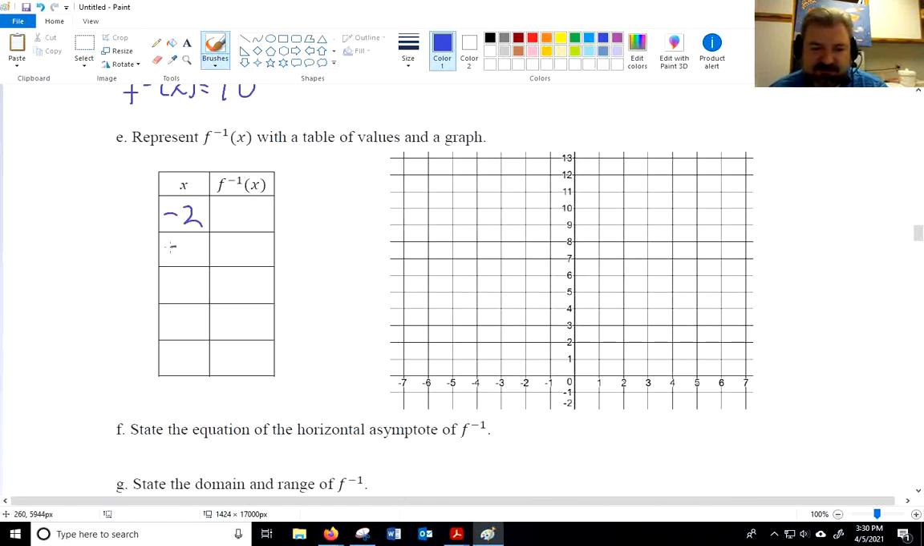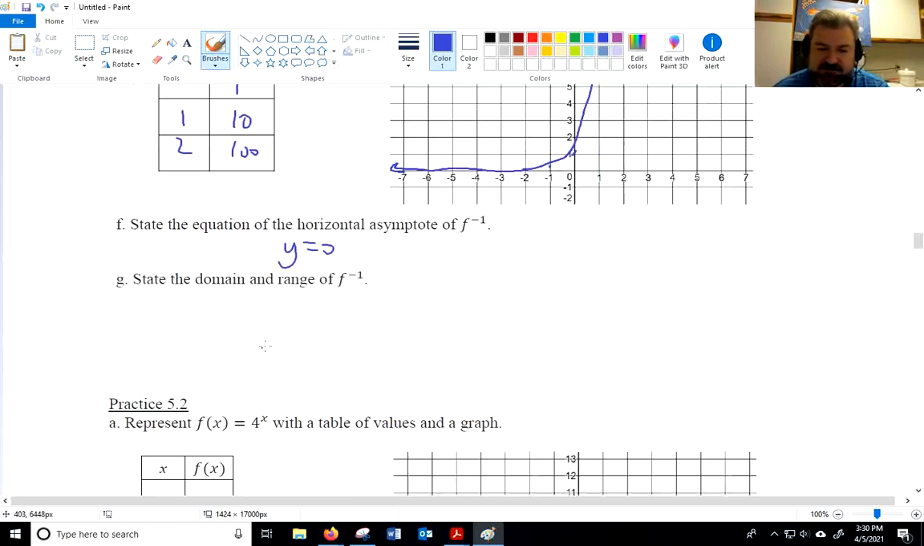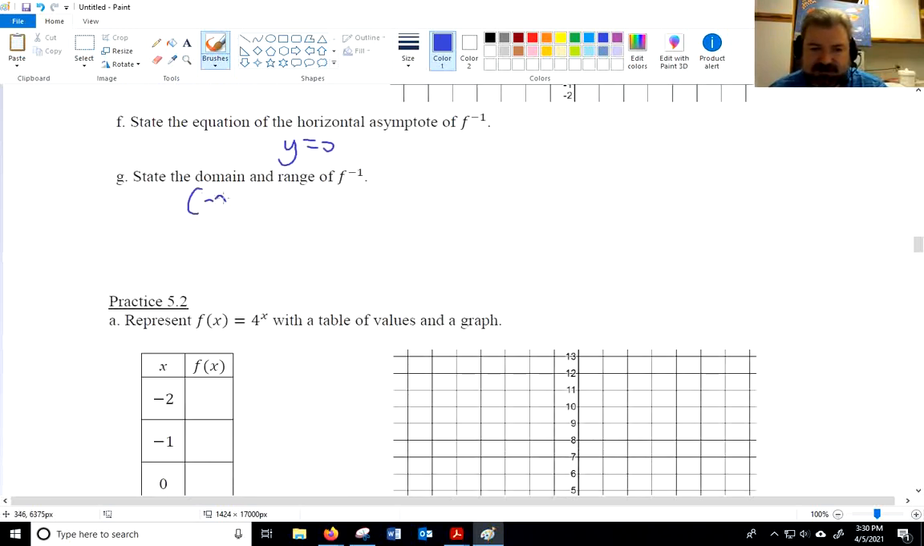Again, when you're doing an exponential, negative 2 to 2 are good numbers to start with. So 10 to the negative 2 is 1 over 10 squared. 10 to the negative 1. Anything to the 0 is 1. And we can see how this works out. So it's really just the same points, but we just flip-flop the x and y values. So now it goes up really quickly. We have a horizontal asymptote this time of y equals 0. A domain of negative infinity to infinity, and a range of 0 to infinity.